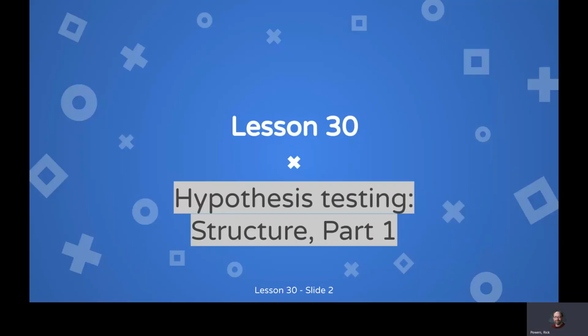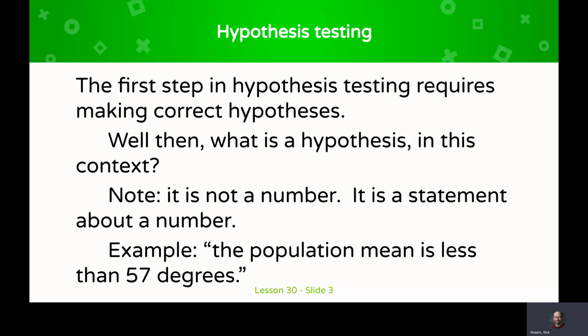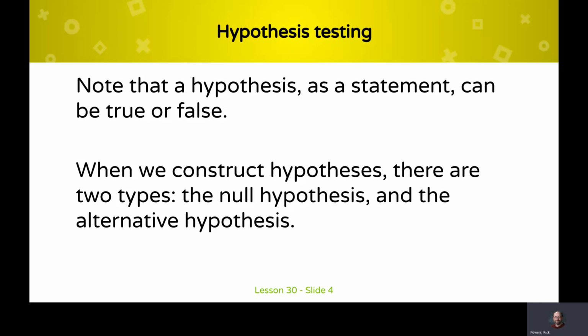Lesson number 30, Hypothesis Testing, Structure, Part 1. The first step in hypothesis testing requires making correct hypotheses. Well then, what is a hypothesis in this context? Note, it is not a number. It is a statement about a number. Example, the population mean is less than 57 degrees. Note that a hypothesis as a statement can be true or false.